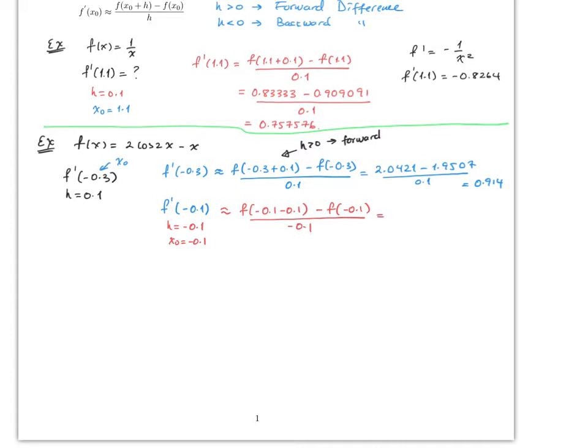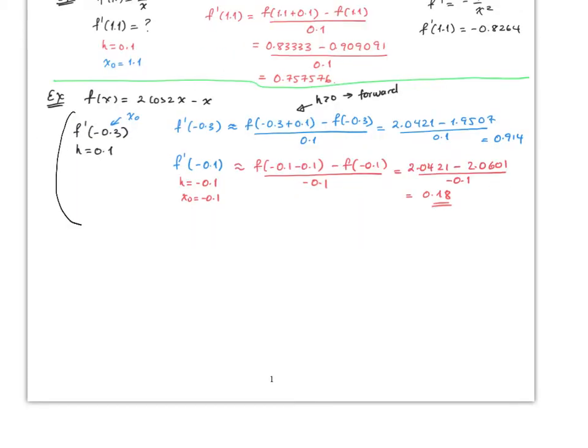And this is 2.0421. We already have these values. You should check this. This one you need to calculate. The second one divided by negative 0.1. And this is around 0.18. And that's it. As you can see, this is very, very simple.